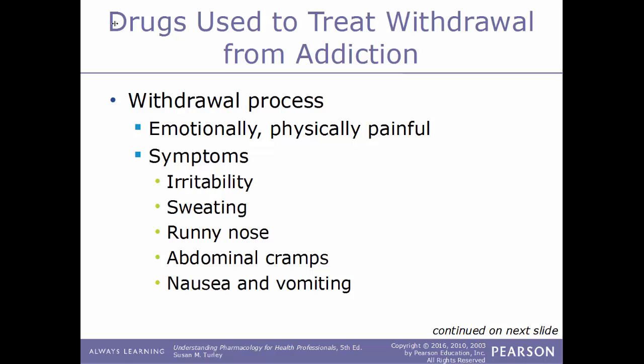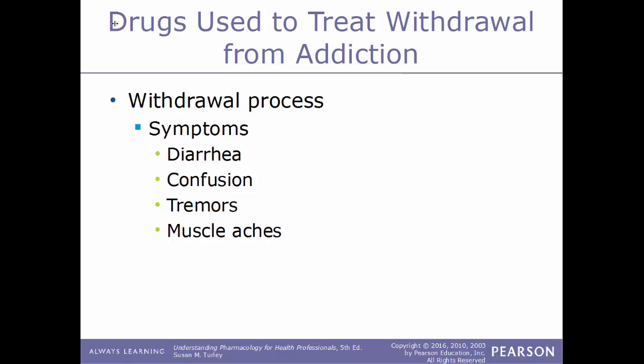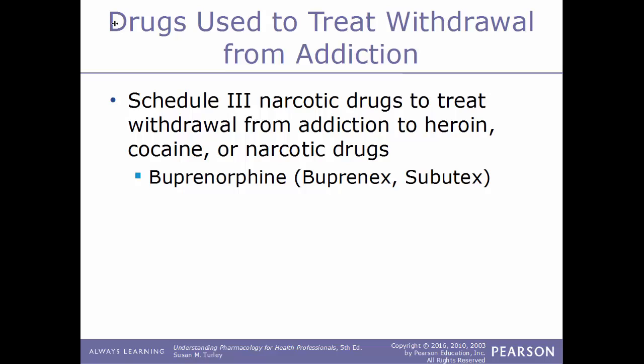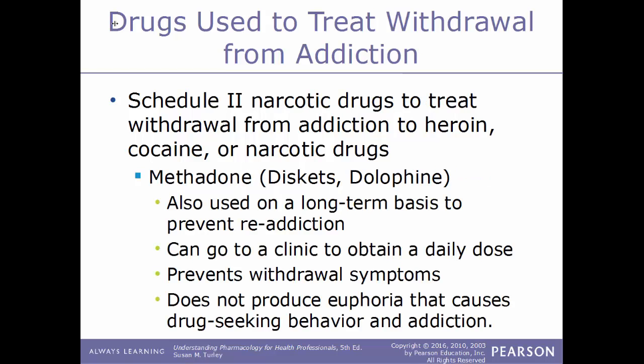Now, the symptoms of withdrawal would include irritability, sweating, runny nose, abdominal cramps, nausea, vomiting, diarrhea, confusion, tremors, and muscle aches. Now, you can use a Schedule III narcotic drug to treat withdrawal from addiction to heroin and cocaine or narcotic drugs. An example of this kind of drug would be buprenorphine, sold as the trade names Subutex and Buprenex. You can also use Schedule II narcotic drugs to treat withdrawal addiction from heroin, cocaine, and other narcotics. An example of this would be methadone. This is sold as the trade names Disquettes or Dolafine.